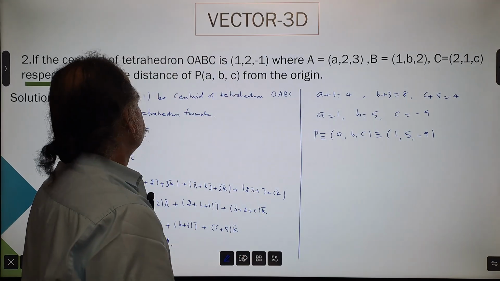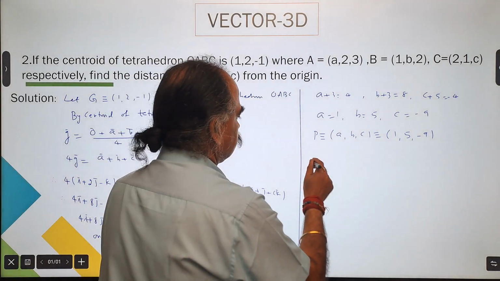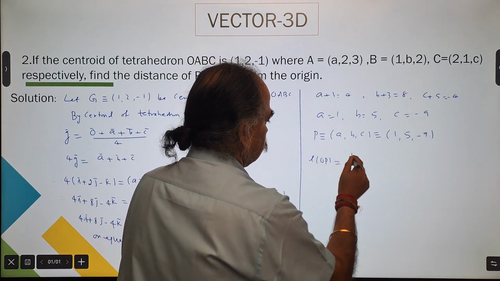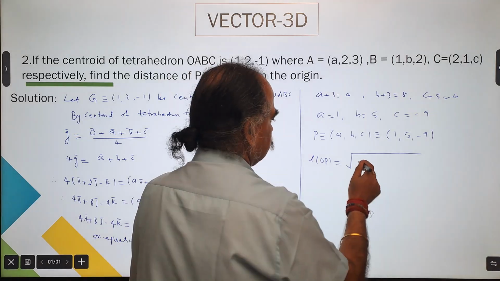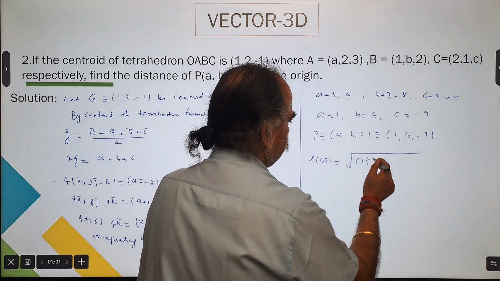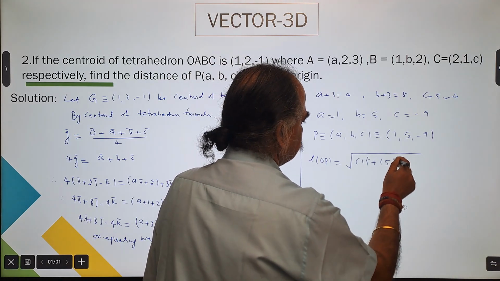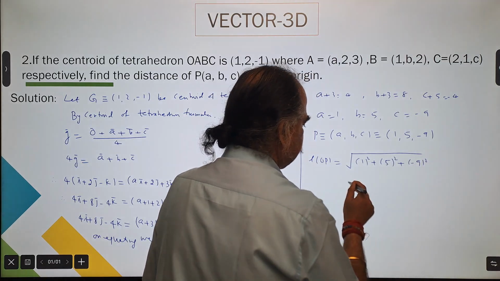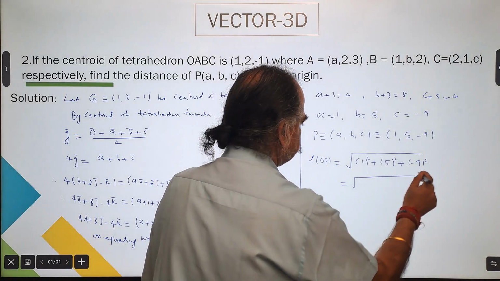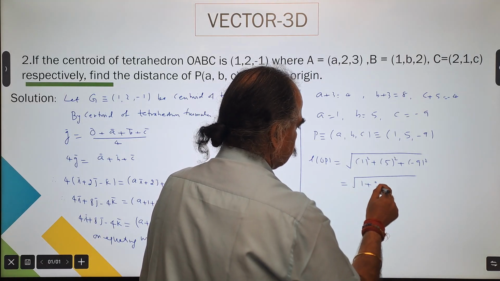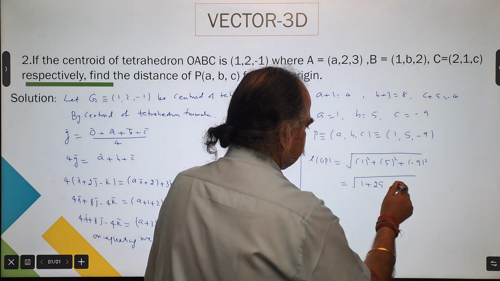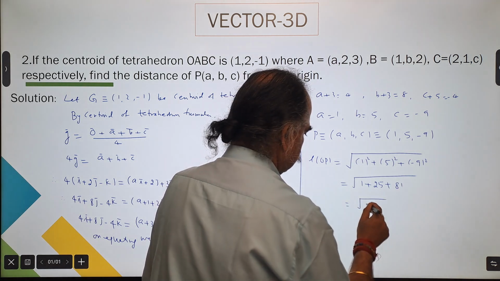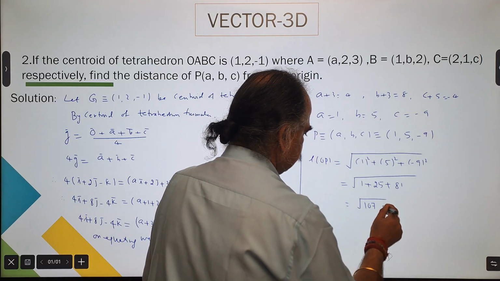We want the distance from the origin. So length OP is the square root of 1 square plus 5 square plus minus 9 square. 1 plus 25 plus 81, root 107 units.